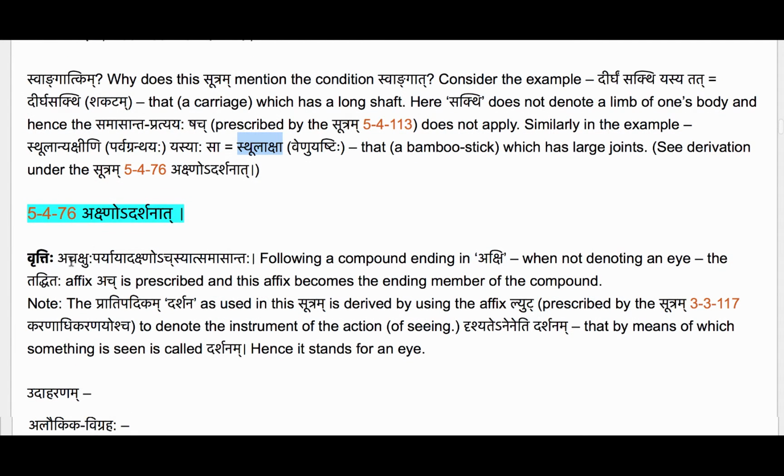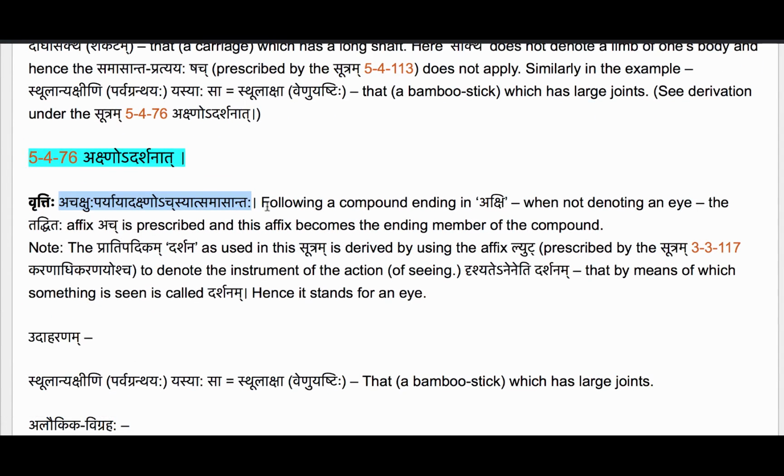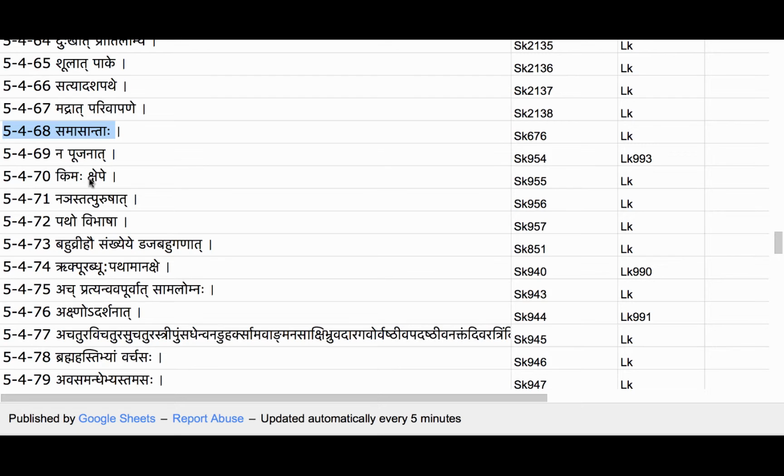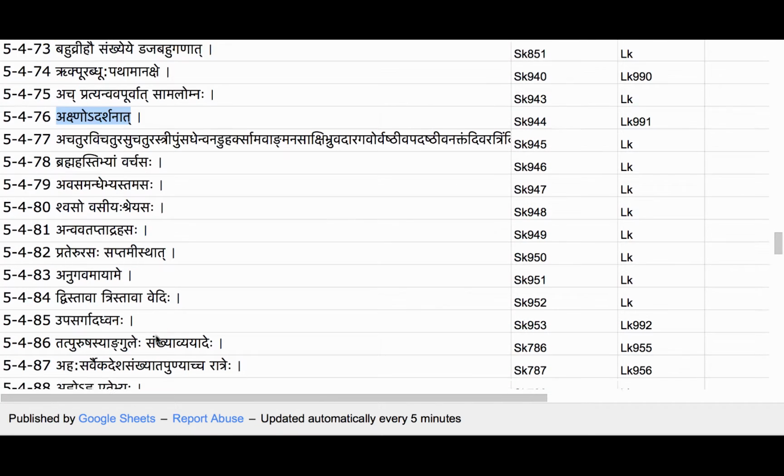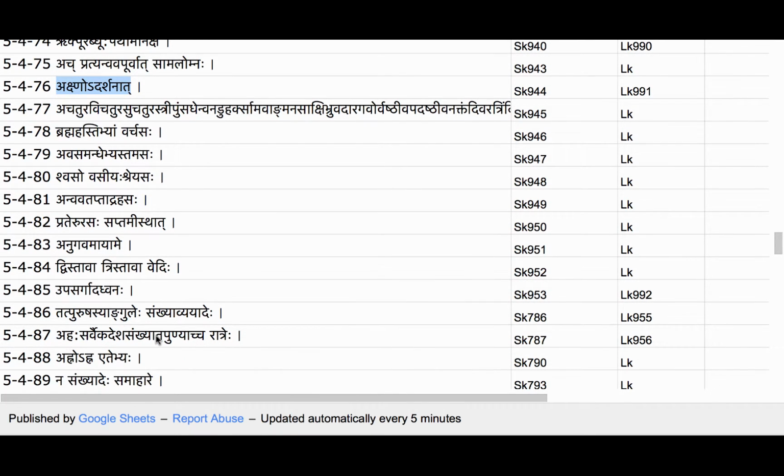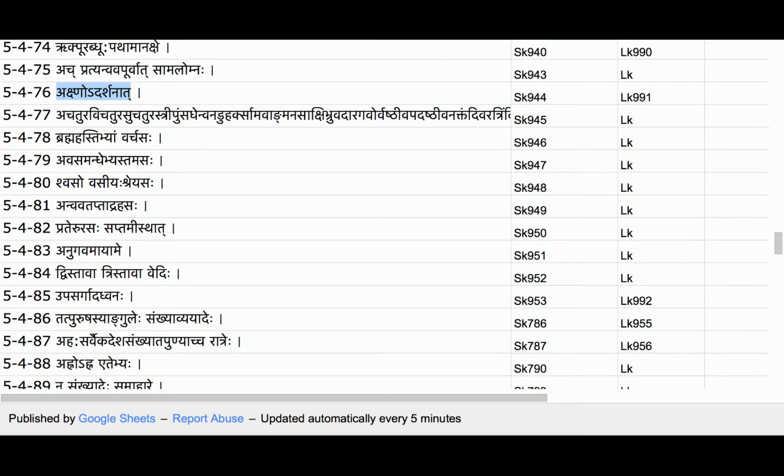Vritti says Achakshuho Paryayad Akshnoch Syat Samasantaha, which means following a compound ending in akshi when not denoting an eye, the Tadhitaha affix ach is prescribed, and this affix becomes the ending member of the compound. The number of the sutram is 5.4.76, so it is definitely in the adhikara of samasantaha, which starts from 5.4.68 and goes down to the end of the 5th chapter of the Ashtadhyayi. And of course this sutram is also in the adhikara of tadhitaha, which runs down from 4.1.76 all the way down to the end of the 5th chapter of the Ashtadhyayi.